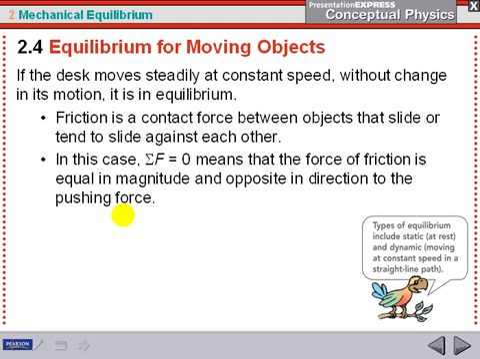So let's talk about friction. Friction is the contact force between objects that slide against each other. And if he's pushing with the same force as the friction, then once again we have sigma F equals 0, so there's no net force.